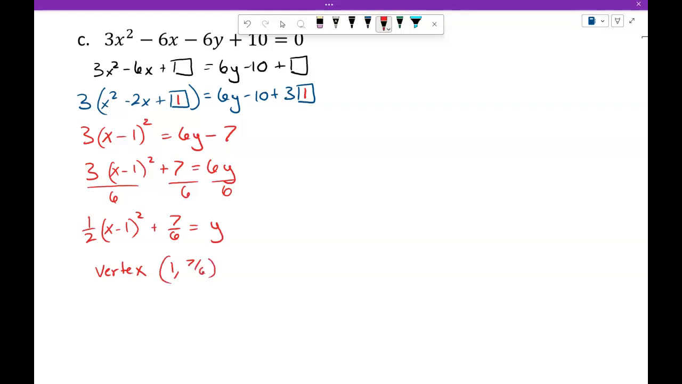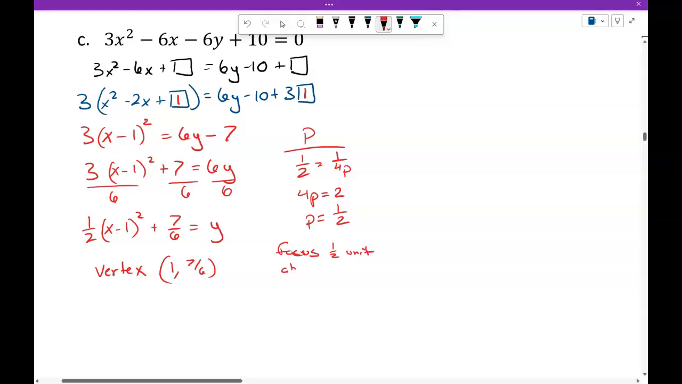7/6. Our focus, in order to find our p-value, 1/2 has to equal the 1 over 4p. So we cross multiply, 4p equals 2. So p equals 1/2. So our focus will be 1/2 unit above the vertex. We know this because it's an x squared equation, which makes it a vertical axis parabola. And then because p is positive, we're going up.